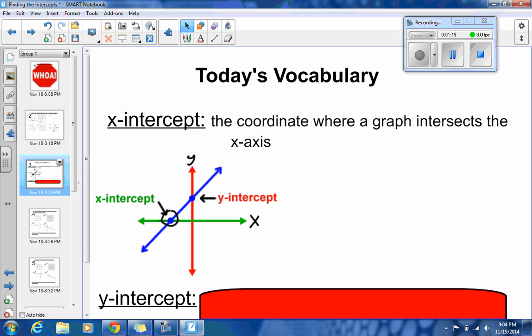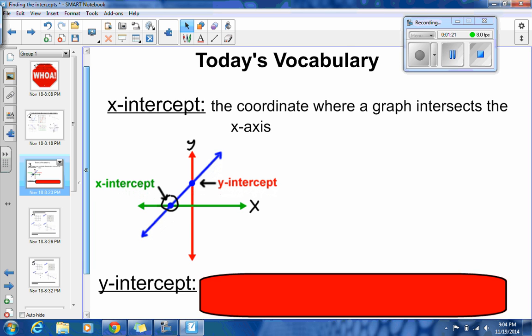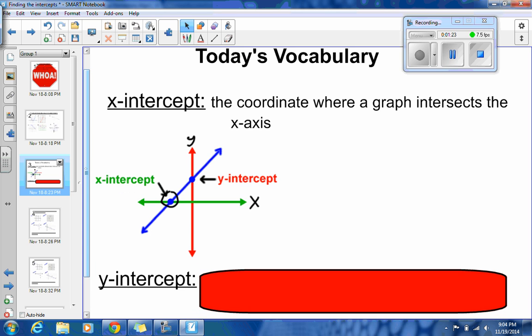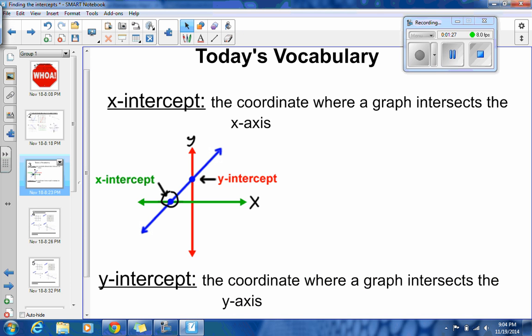And then I'm guessing you can use some deductive reasoning and figure out that the y-intercept then is simply the coordinate where a graph intersects the y-axis. So it would be right here. And remember, when we're talking about a coordinate pair, it has an x value and it has a y value, and it's inside parentheses like that.